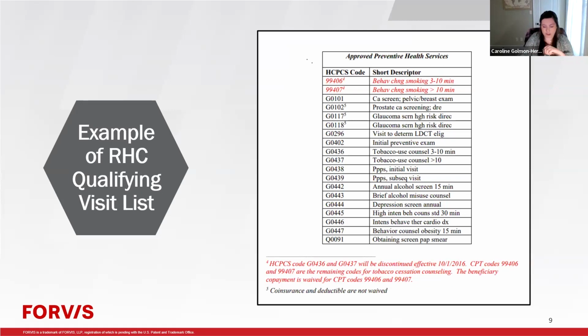And the same with RHC. It does look a little bit different from an RHC qualifying visit list. If there are any screenings or counselings performed, you would need to report those using the appropriate qualifying G code. So if they come in for their annual wellness visit and they do an annual alcohol screen, you would put that G0442.